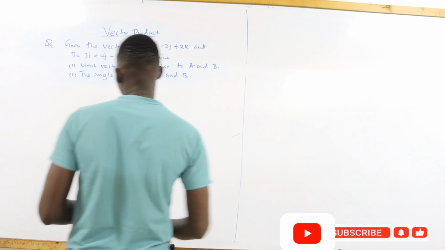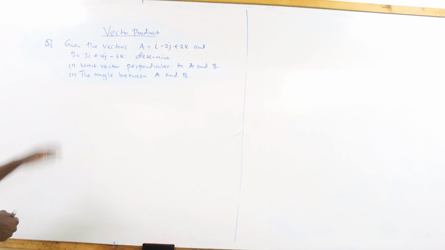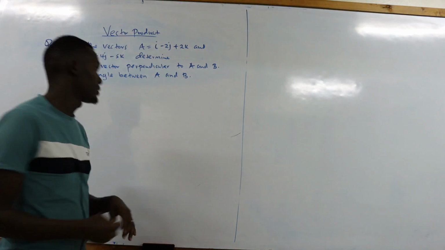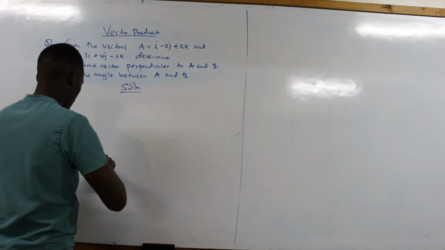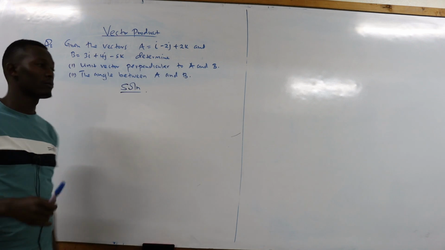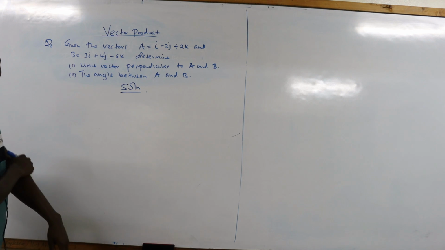Now, given the vectors a and b, determine the unit vector perpendicular to a and b, then the angle between a and b. Now, solution. To find the unit vector perpendicular to a and b, what we just do is to find the cross product.